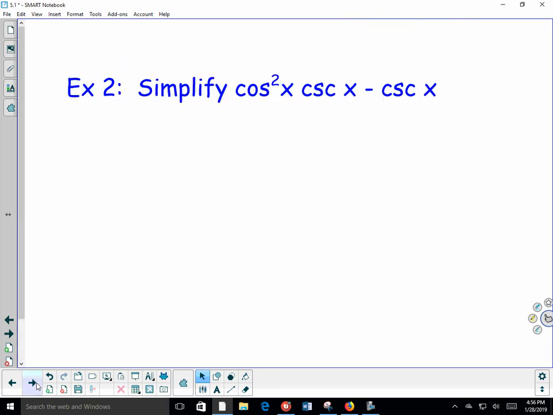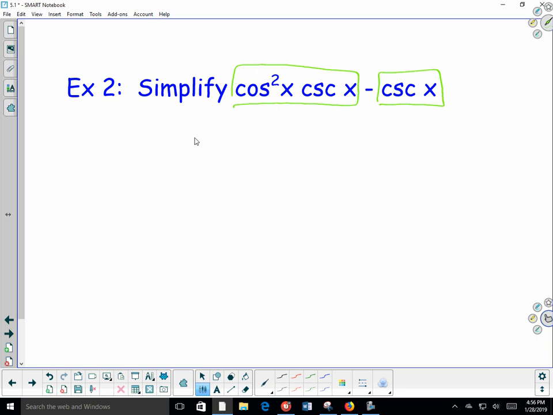All right, let's take a look at example 2. This one is asking you to simplify this expression: cosine squared x times cosecant x minus cosecant x. In this section, the name of the game is to be able to rewrite expressions using trig identities. We're going to recognize and write the fundamental trig identities, and we're going to use those fundamental trig identities to simplify expressions. So in this case, I think that we could simplify this if we notice that this is one term and this is another term.